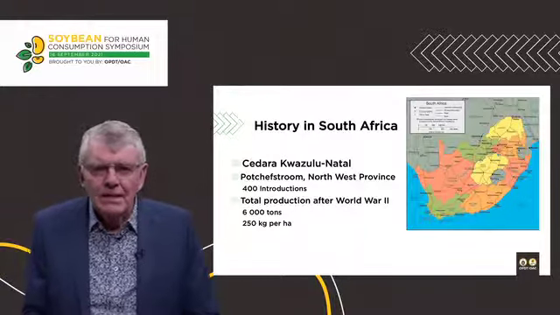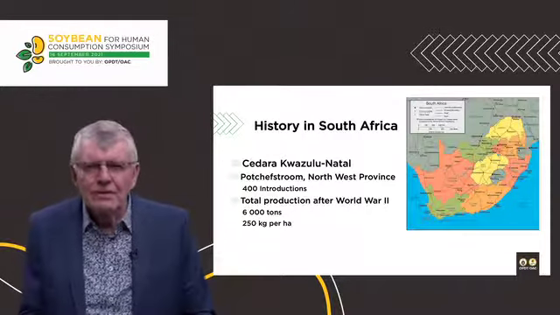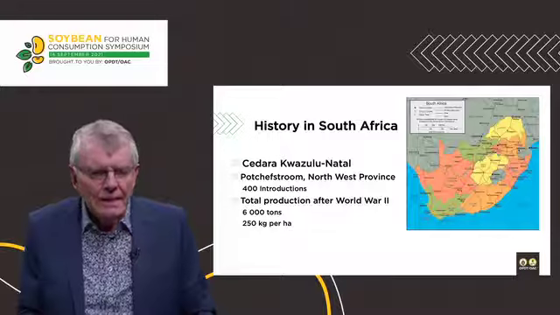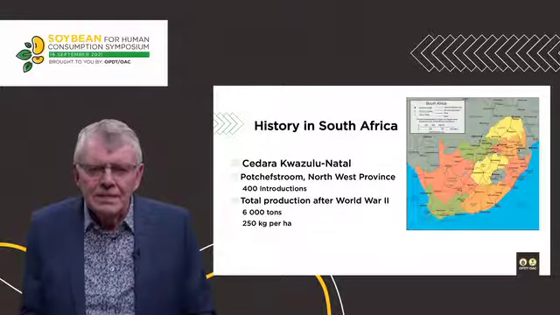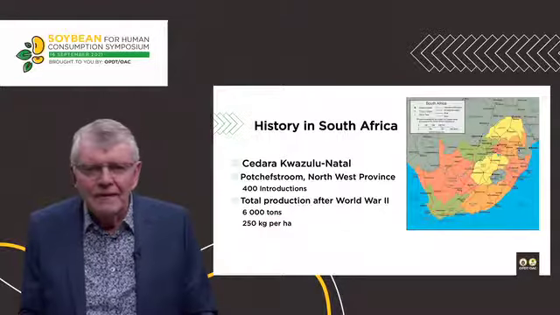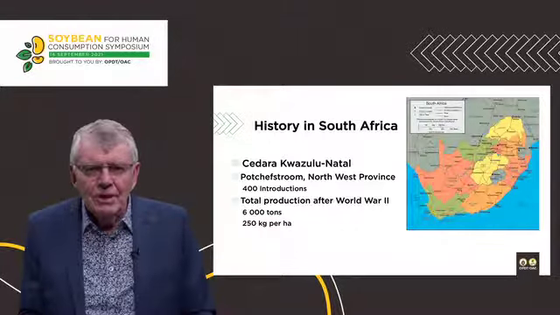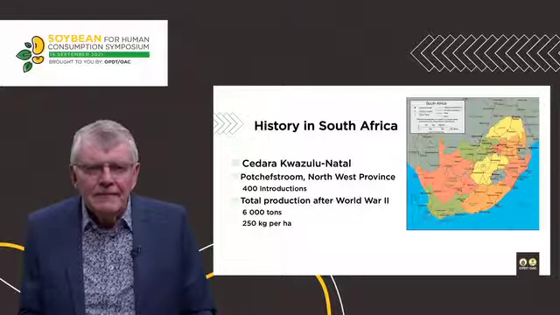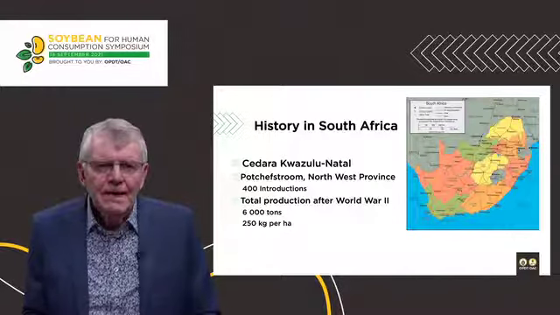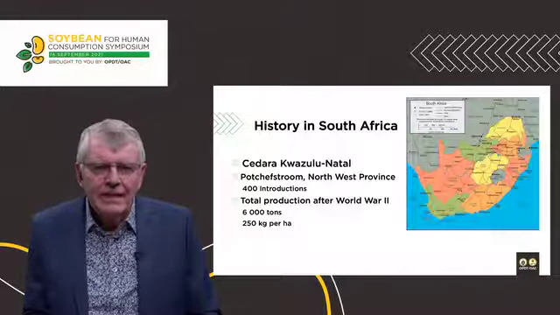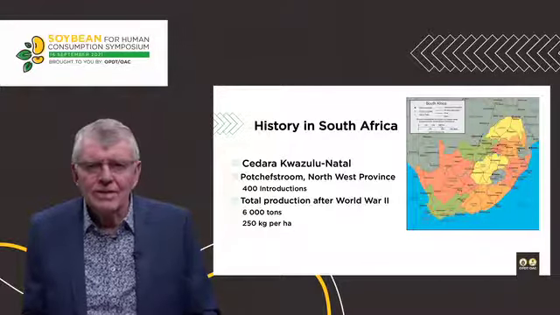1903 at Cedara College of Agriculture. They tested the first soybeans in South Africa. Now after that they tried quite a few places to test soybeans, and since 1925 they've done some work at Potchefstroom College of Agriculture, and they tested a total of 400 introductions. But in the end the verdict was there isn't any good cultivar for the South African conditions.